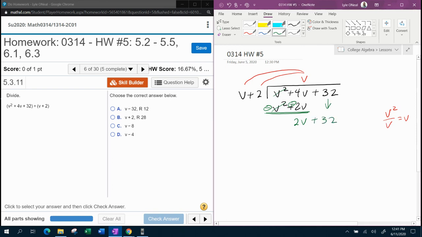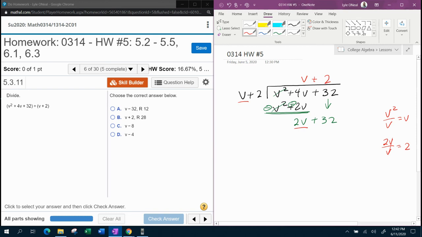And then we rinse and repeat. Okay, now what does that mean? That means that I'm now going to take this term, the 2v, and divide it by v. Each time you get to a new line in your division process, you always take the first term divided by the first term of the divisor. So we're trying to figure out the next term of the quotient, okay? So we're going to say 2v divided by v. Well, those v's would cancel and leave me a 2.